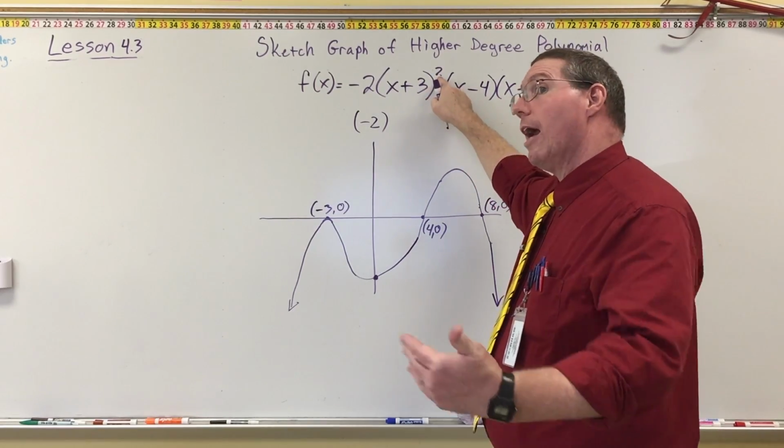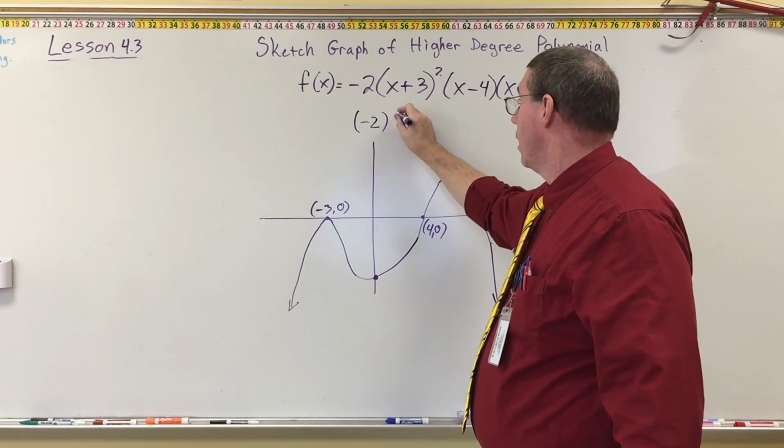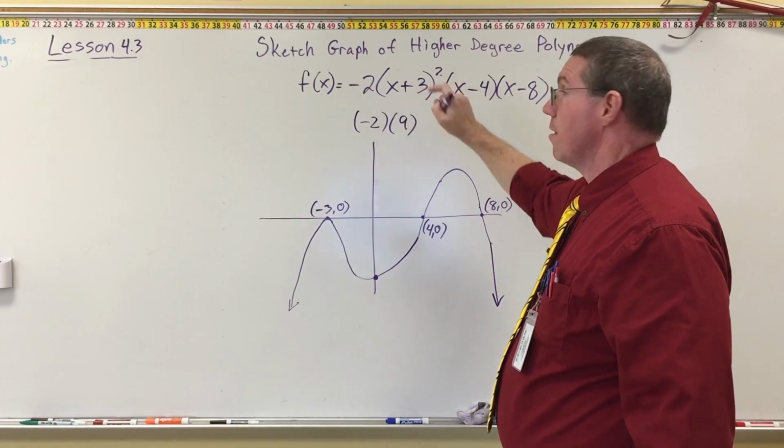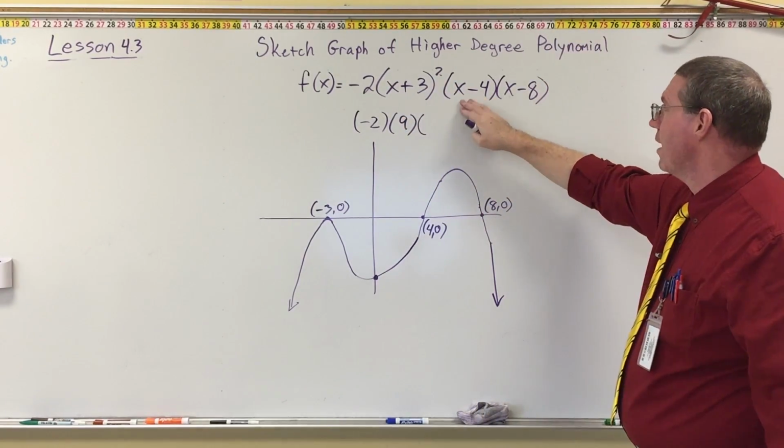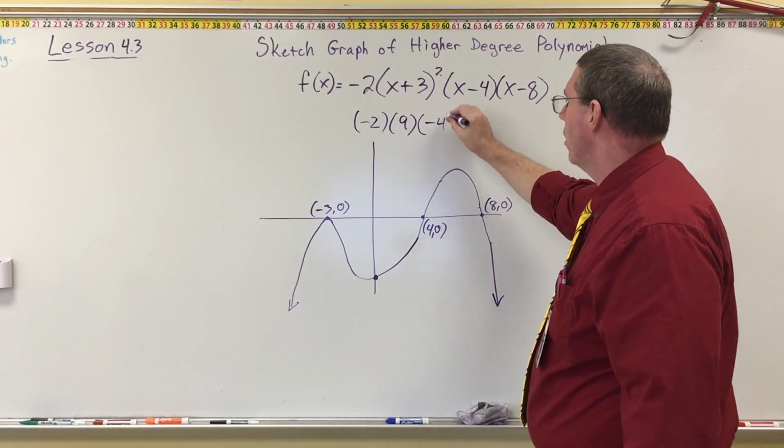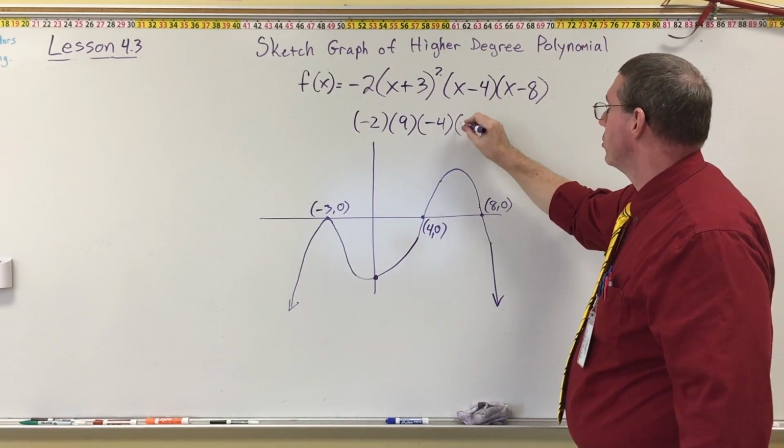3 squared is 9. See, we have to take this and then square it. 9. Then this one is 0 minus 4. It's -4 to the first power, so that's just -4. And this is -8 to the first power, which is just -8.